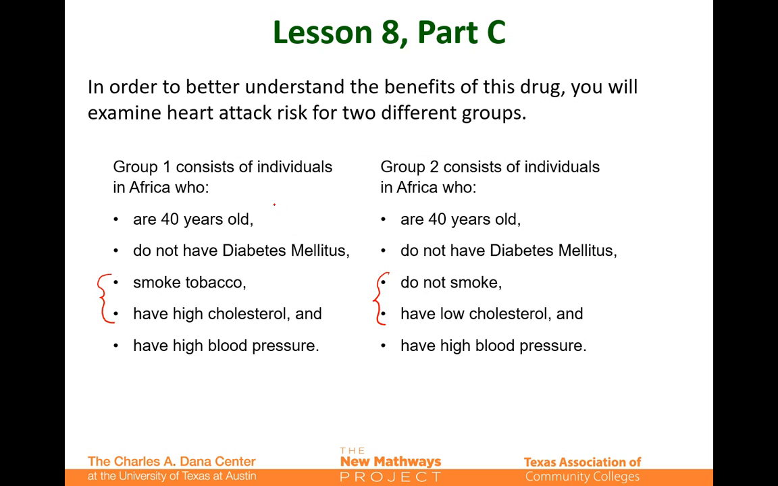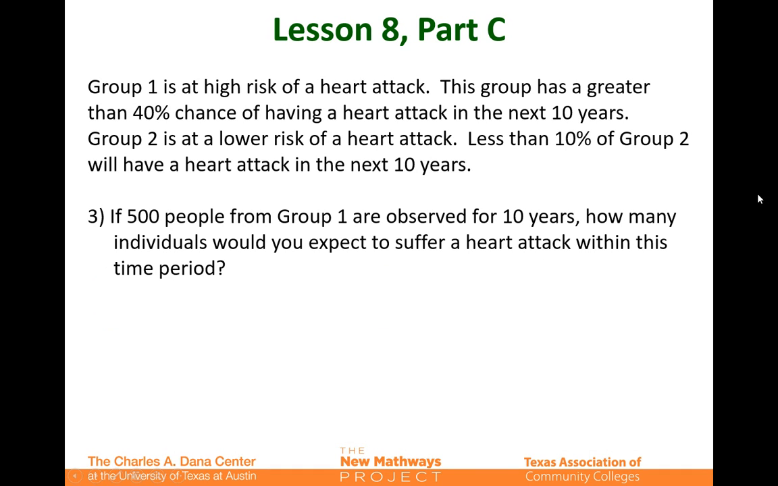That's where they differ. Everything else is alike. This group smokes and has high cholesterol, and those are two big red flags for heart disease. This group does not smoke and does not have high cholesterol. In fact, they have low cholesterol. Group 1 is at high risk of a heart attack. This group has a greater than 40% chance of having a heart attack in the next 10 years. Group 2 is at a lower risk of heart attack. Less than 10% of Group 2 will have a heart attack in the next 10 years.